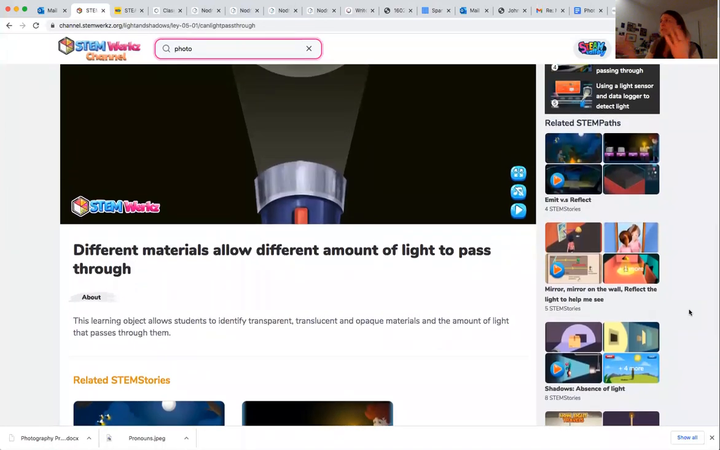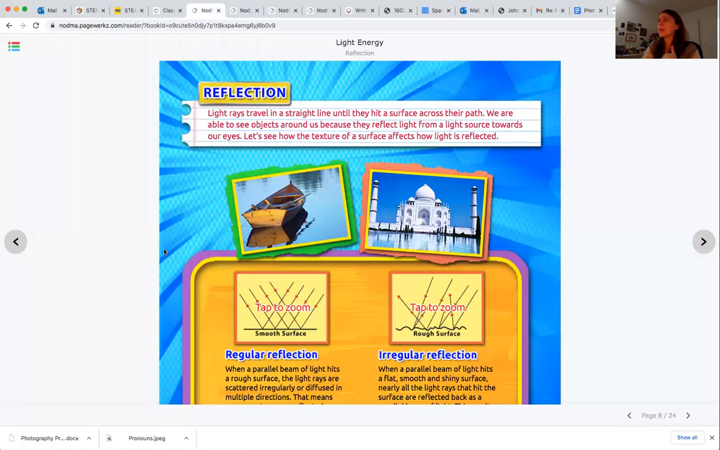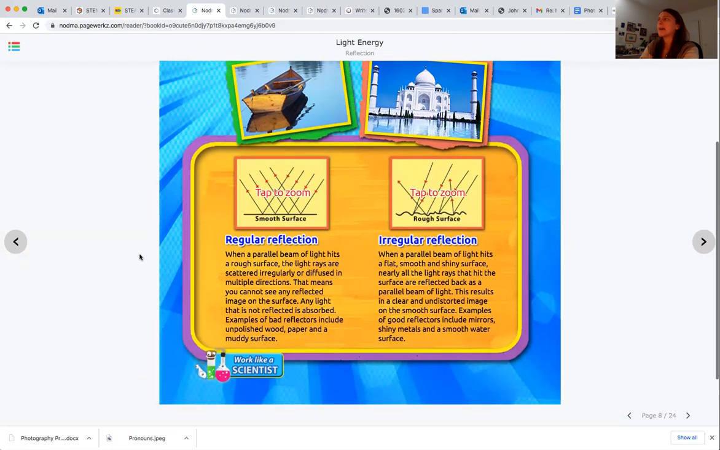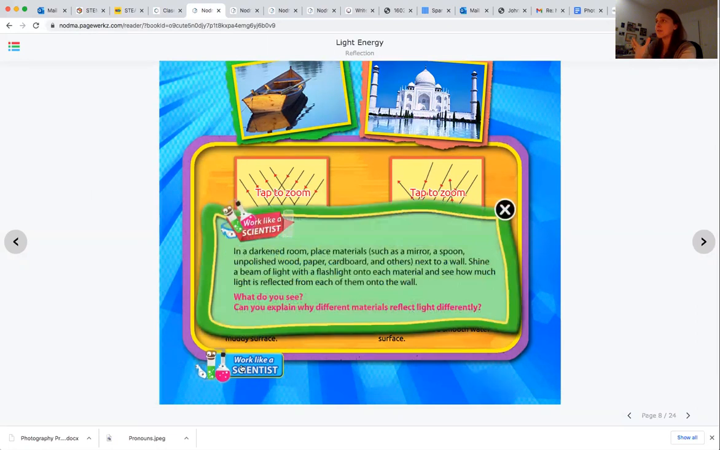So you can switch between the STEMWerkz channel and NODMA itself. You can have them both open, for example, on one of those interactive whiteboards, or you can get them to log in on their own workstations, and have both of them open and switch between the two, or you can guide them to switch between the two if you don't want them to work fully autonomously. And it talks a little bit about the ways in which there is reflection on a regular, smooth surface, and what happens when there is an irregular surface.